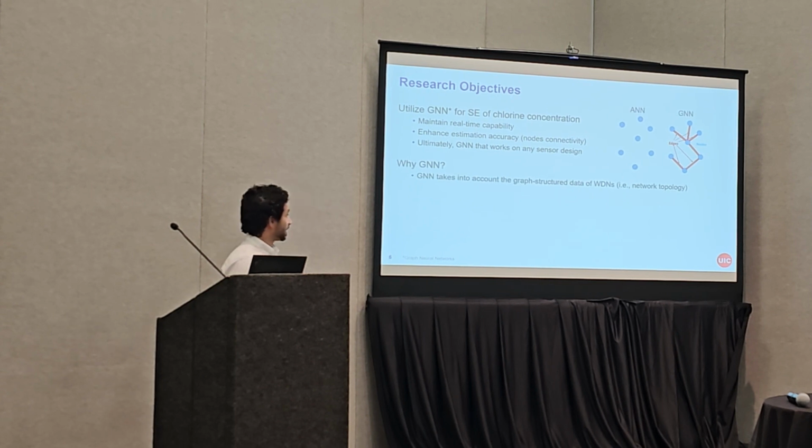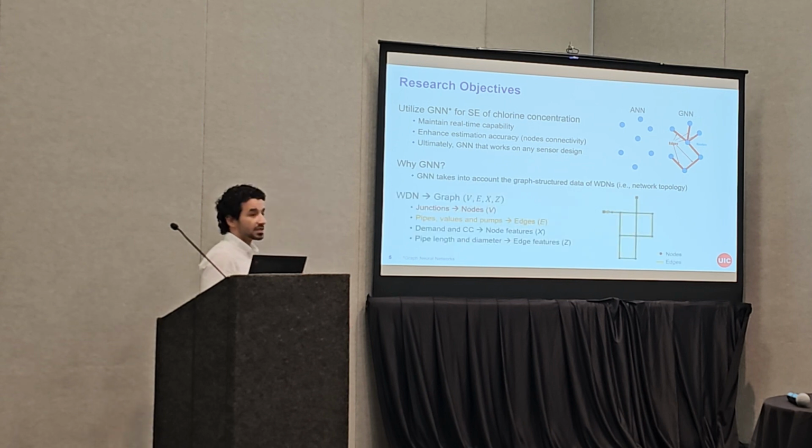So why are we using GNN? Again, GNN takes into account the node connectivity, and it will understand the network topology. If we compare an artificial neural network to a graph neural network, an artificial neural network is trained to predict the output based on the inputs, whereas a graph neural network also understands how these nodes are connected together.